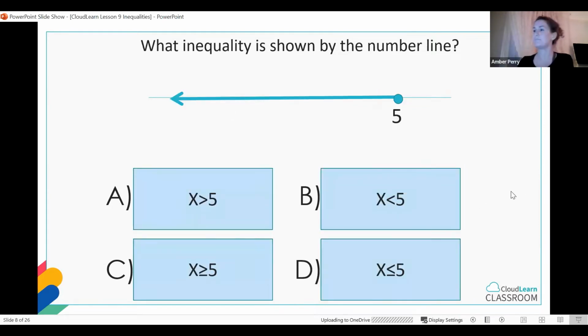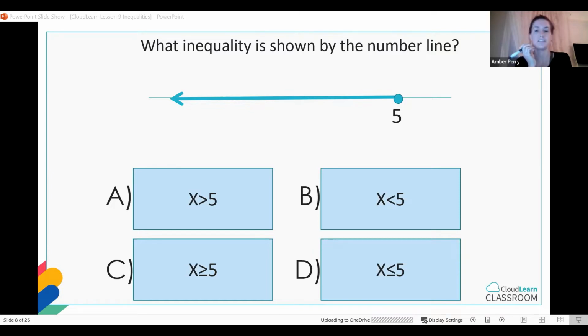So let's try another one. Okay, so this time we have got the number 5. In fact, I'm not going to read it out to you. You can see it. So I'm going to give you a chance to answer now. Is it A, x is greater than 5, B, x is less than 5, C, x is greater than or equal to 5, or D, x is less than or equal to 5?